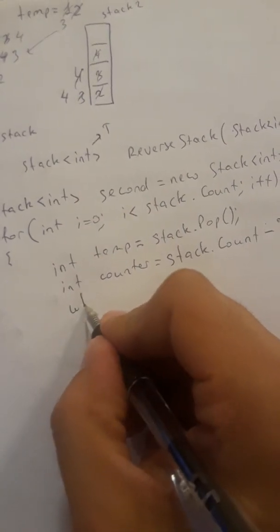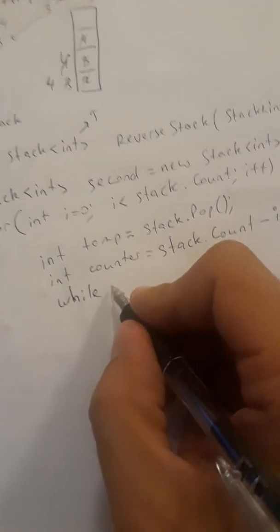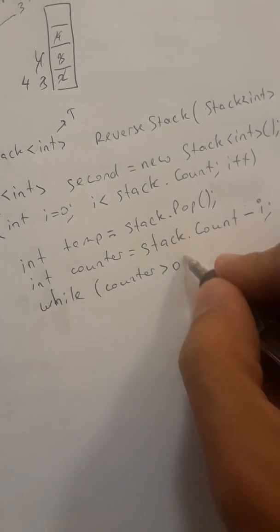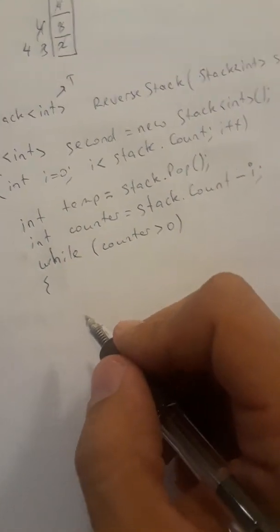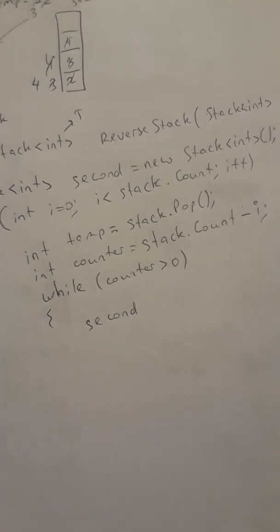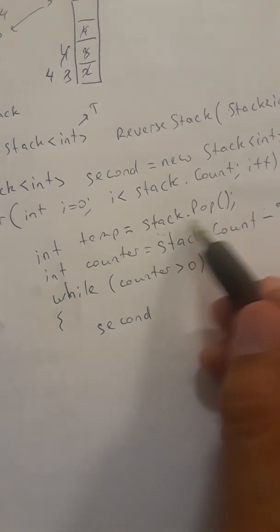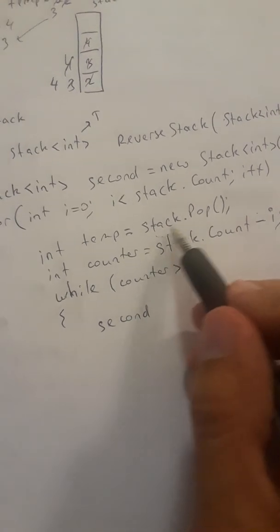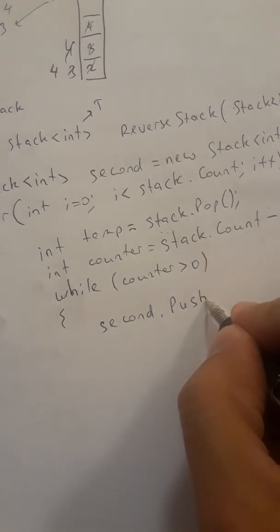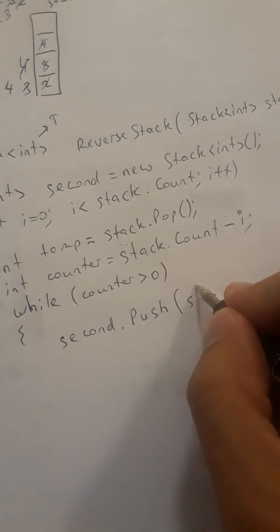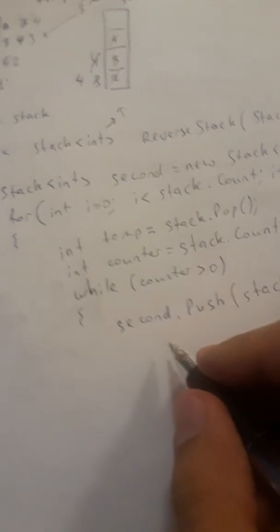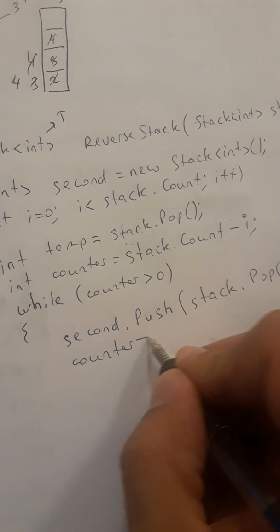So here we'll use a while loop, and we will run it until our counter is equal to 0. And after we take the first top element to the temporary variable, other elements we will always push to the second stack, popping them from the first one, and always decrement the counter.